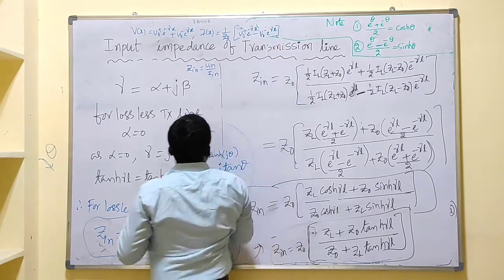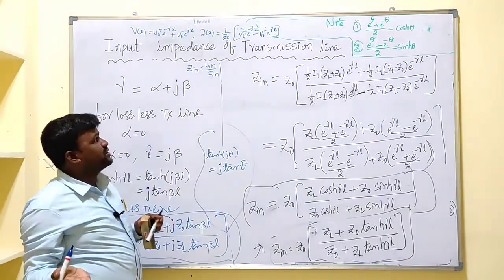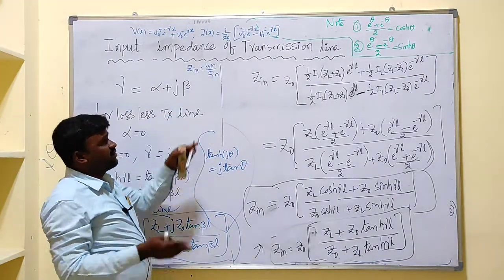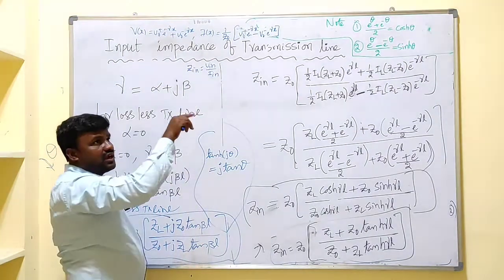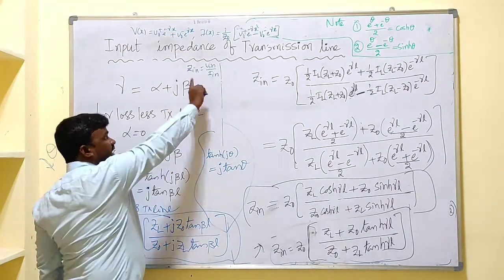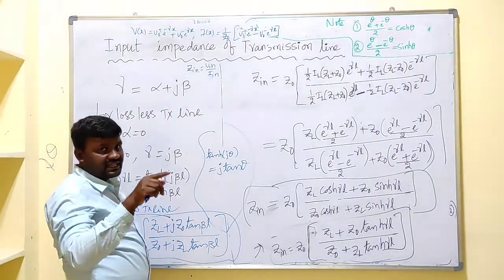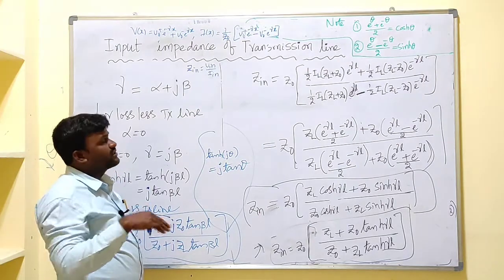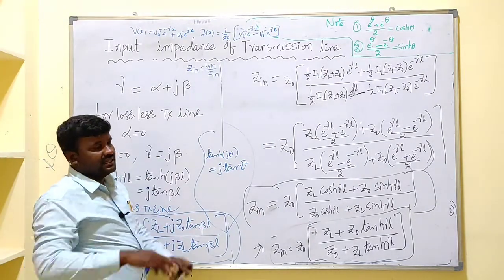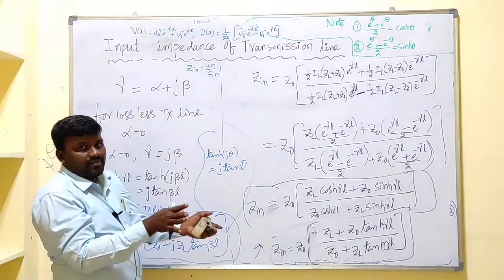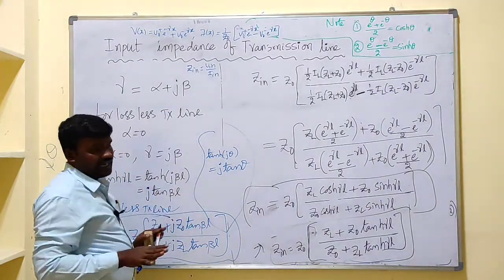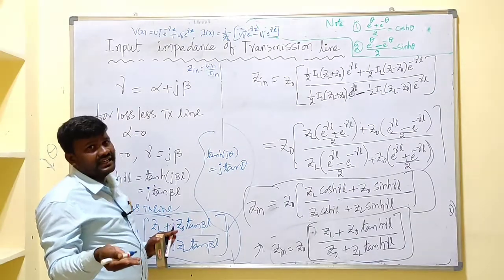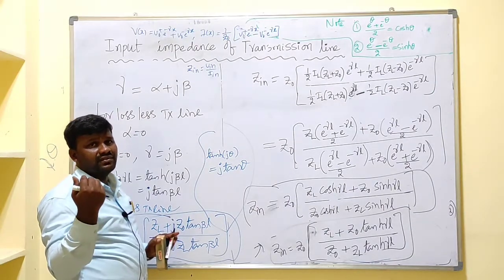And Vin, Iin means what? At x equal to 0. We need to take Vin. In order to get Vin, V(x) equal to what? Vin is equal to V(x) at x equal to 0. And Iin is what? I(x) at x equal to 0. And next go for load voltages and load currents, and go for some mathematical simplifications. And after simplifications you will get what? Expression for Zin in terms of V0+ and V0-.